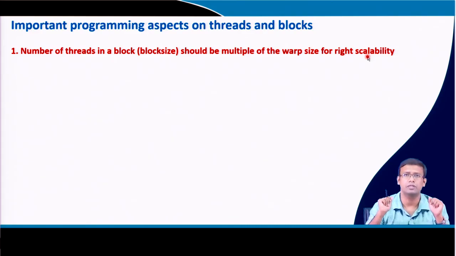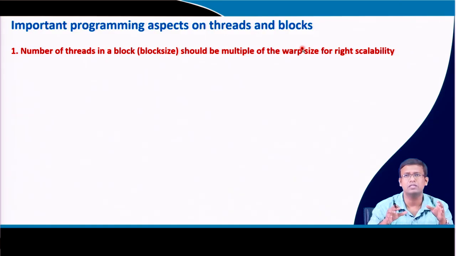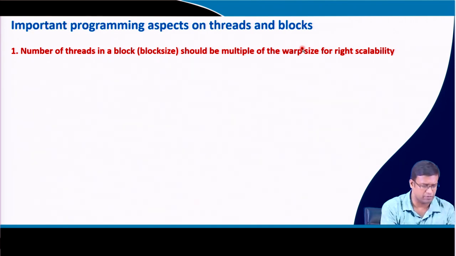A few of the important programming aspects we understand from the pattern of execution of the threads: the number of threads in a block, or the block size, should be a multiple of warp size for right scalability, because it is warps which will be activated as a group of threads at one go. If your block size is not a multiple of warp size, as we discussed earlier, or is less than the warp size, some of the cores will be inactive or idle, and you will get worse performance.